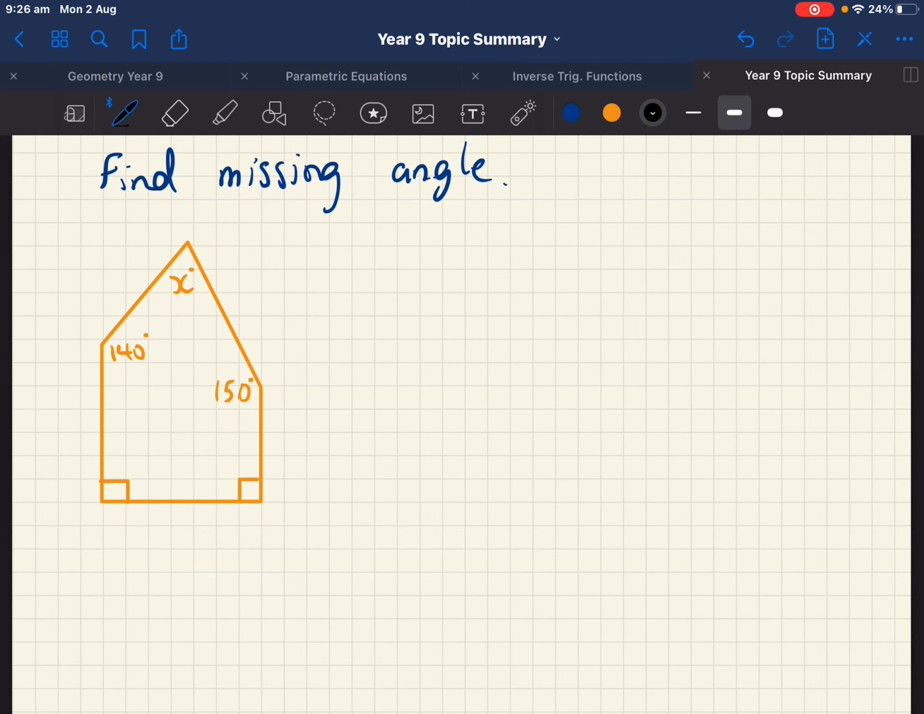All right, the next one, we've got ourselves a pentagon. And again, same deal. We want to find the size of the missing angle. All right, so pause the video if you need to. Have a go at answering this question. We've seen this before. Anyway, hopefully everyone's had a chance to have a go at it. It's a pentagon. What is the angle sum?